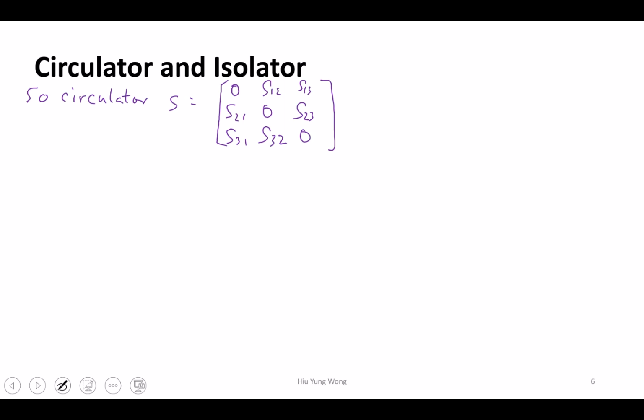Okay, so let's look at something, right? If it is lossless, an ideal case, it means it's unitary. So by definition, what is unitary again? Every column is a unit vector. So |S21|² plus |S31|² needs to be equal to 1.